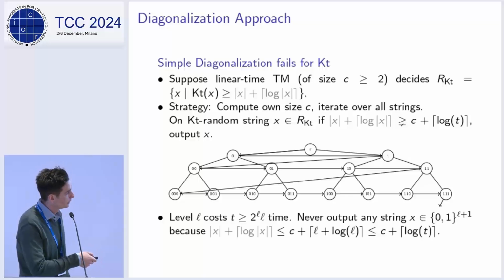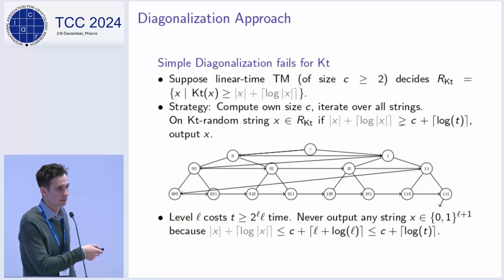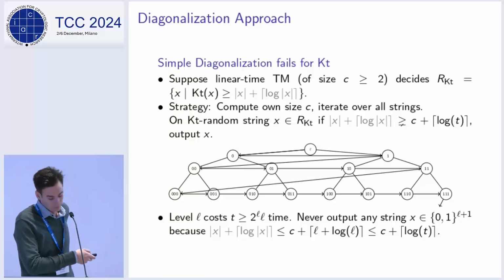And now we can see that if you consider a string of the next length, you must have run through all of these, then we can just look at this equation and see that the length of the string plus the log of the length of the string is always smaller than our bound that we compare against. And intuitively, the reason is that in each level we have to go through exponentially many strings. So this strategy doesn't work.